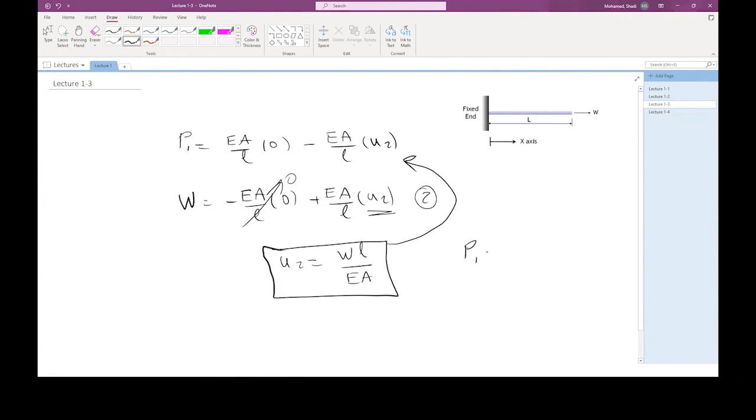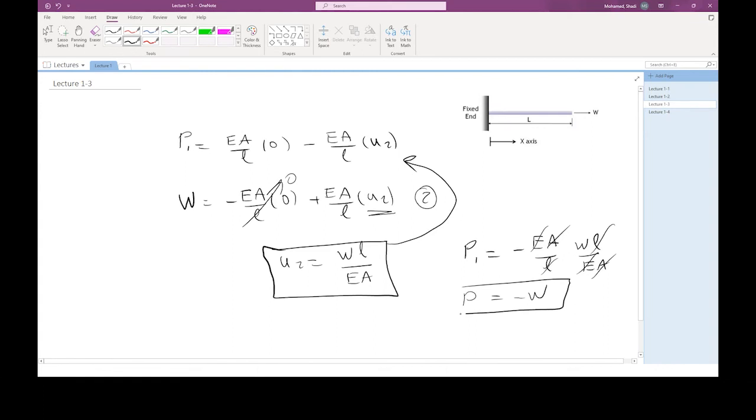And then we have P1 is equal to minus EA over L multiplied with WL over EA. So the L will go away with the L, A will go away with A, E will go away with E, and we are left with minus W. And P1 is equal to minus W, and this is the value of the reaction. So the reaction is equal to minus W. Now we have U1 is equal to 0, and we have U2 is equal to WL over EA.